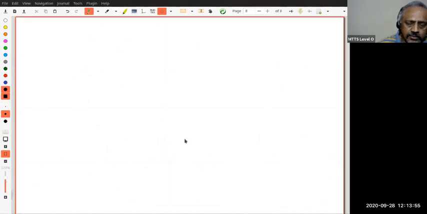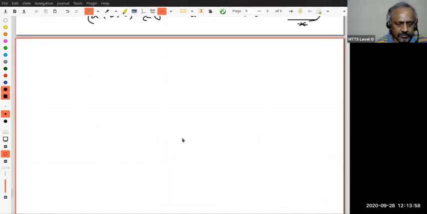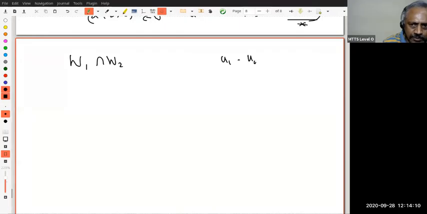I just wanted to do something before that. I totally forgot. Okay. Suppose in the theorem, we looked at W1 intersection W2 and looked at the basis U1 to UK. Suppose this is already 0. What do I do then?